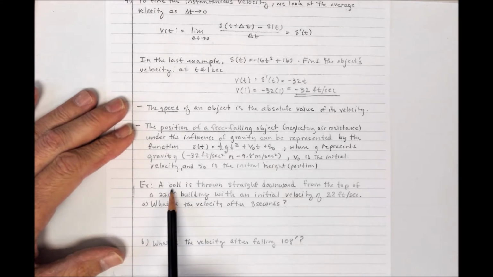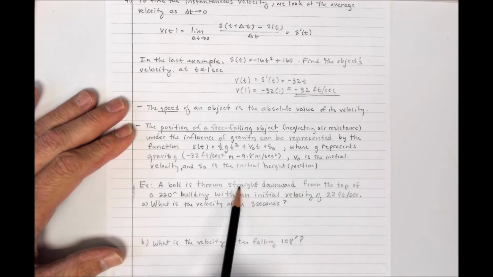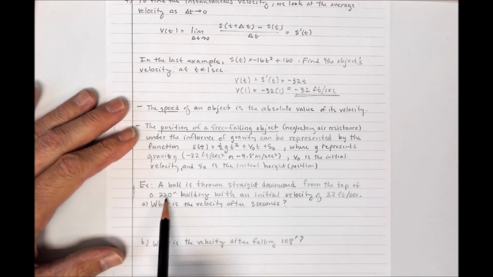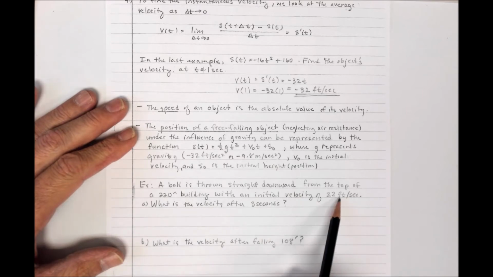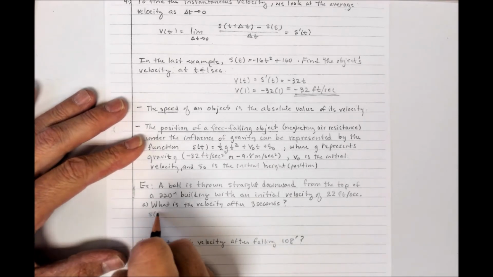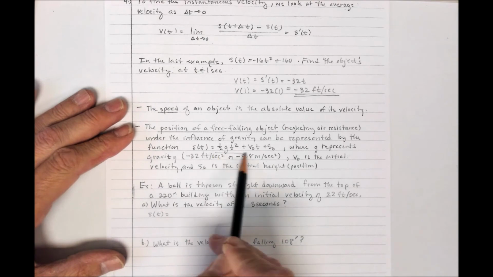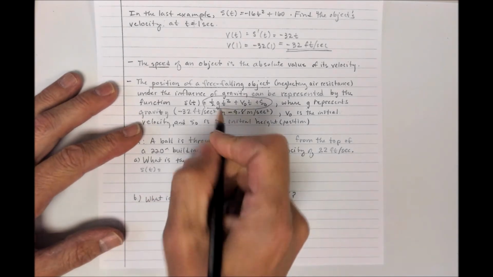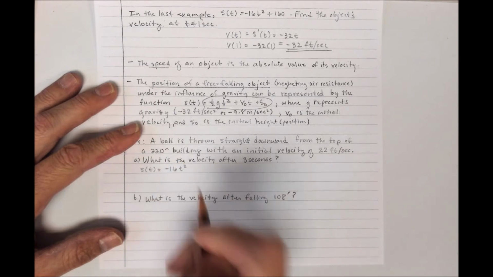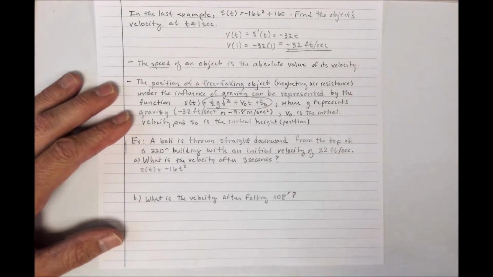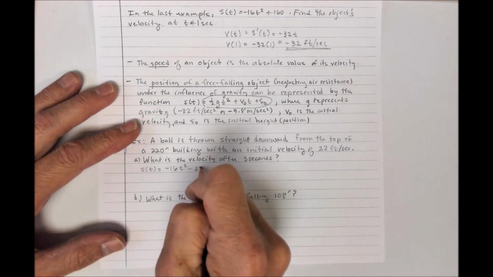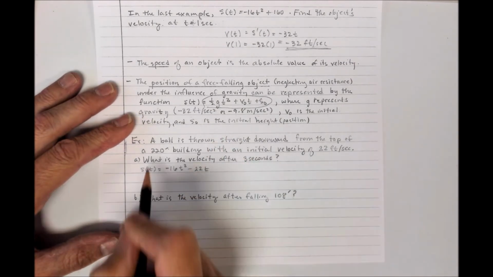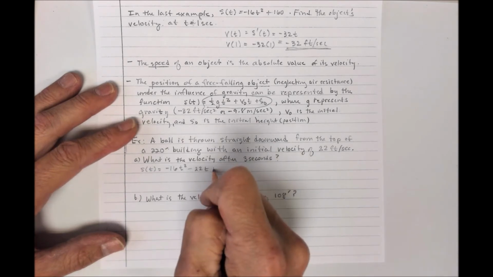It says here that a ball is thrown straight downward, thrown this time, not dropped, from the top of a 220-foot building with an initial velocity of 22 feet per second. What is the velocity after 3 seconds? Well, let's find the position. Since I'm working with feet, I'm going to use gravity to be negative 32, so 1/2 times negative 32 would be negative 16t squared. My initial velocity is 22 feet, but I'm throwing it downward, so minus 22t, and I'm doing this from a height of a 220-foot building, so plus 220.